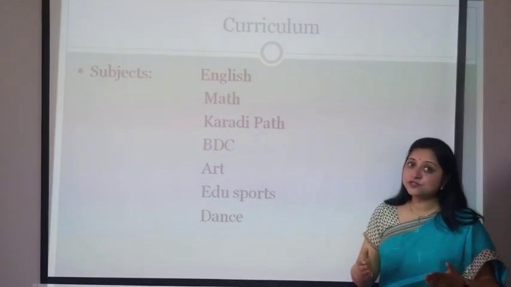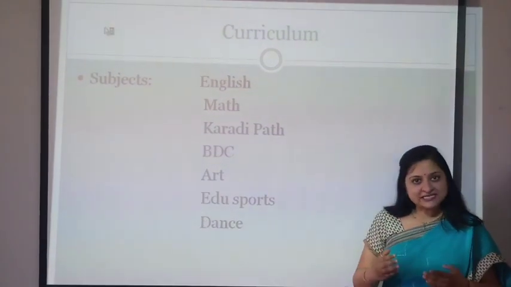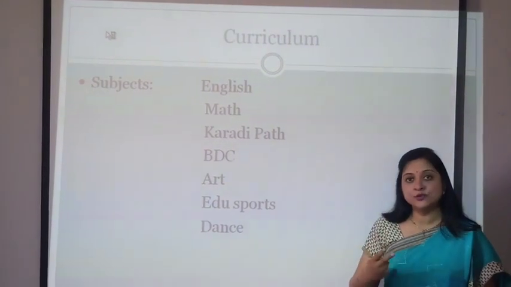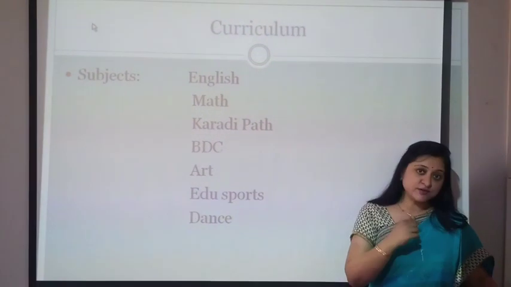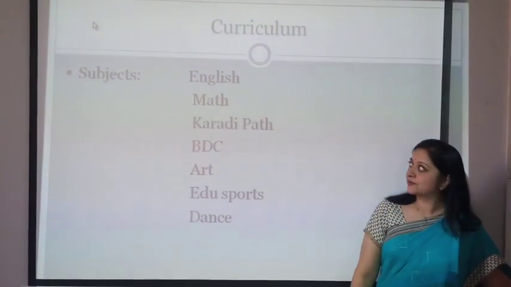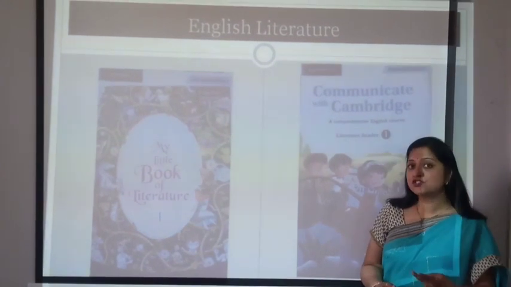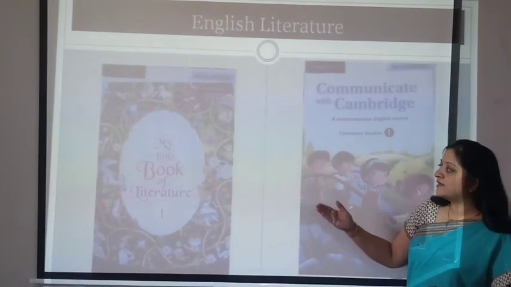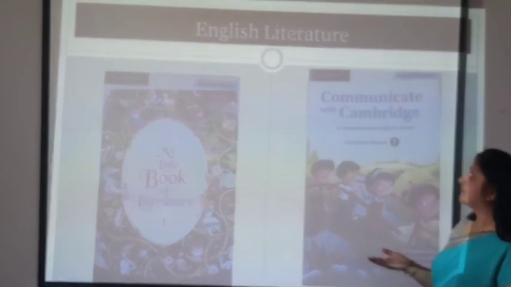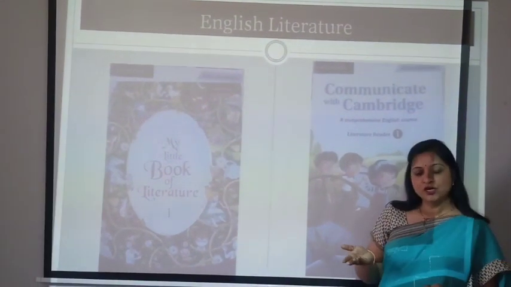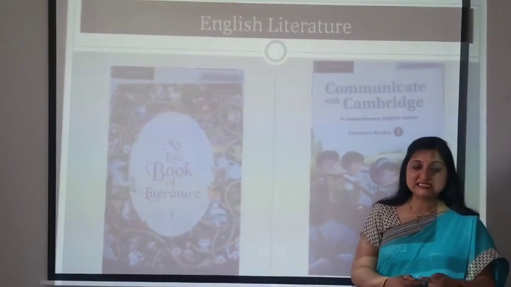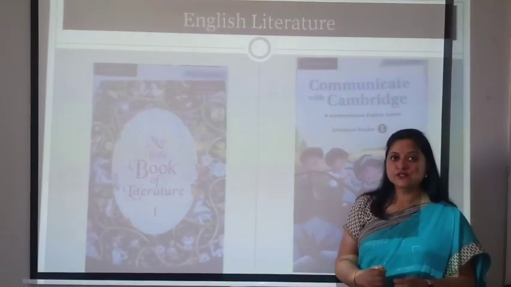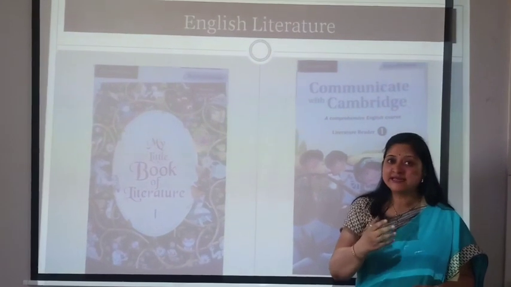So now let me talk about English first. When I say English, English is divided into two parts, English literature and English vocabulary. Let me show you English literature. You must have got these two books in the book set. First is My Little Book of Literature. The next one is Communication with Cambridge. These two books, the whole year round, we are going to take up all the lessons and poems. Let me show it to you. How are we going to go about each lesson or a poem, with an example?